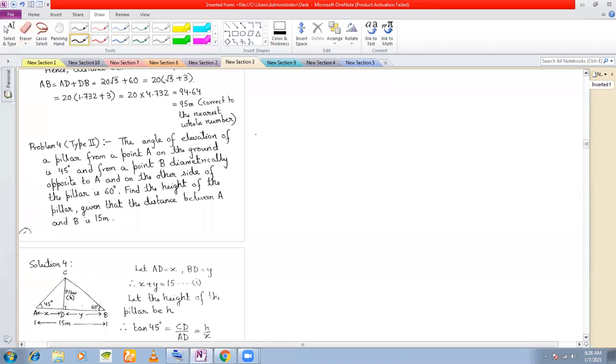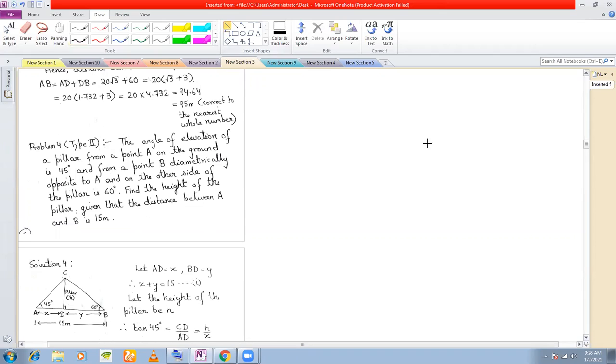The question is: the angle of elevation of a pillar from a point A on the ground is 45 degrees, and from a point B diametrically opposite to A, on the other side of the pillar, is 60 degrees. Diametrically opposite to A means exactly on the opposite side of A. Find the height of the pillar, given that the distance between A and B is 15.